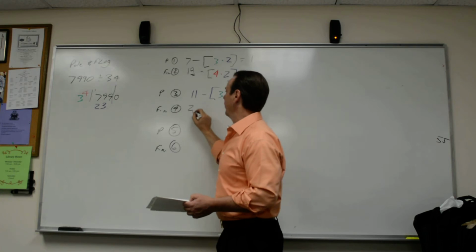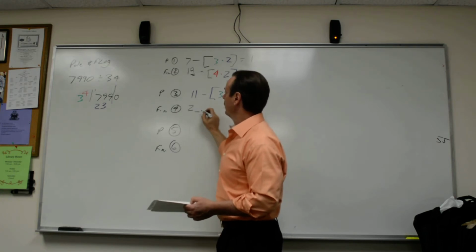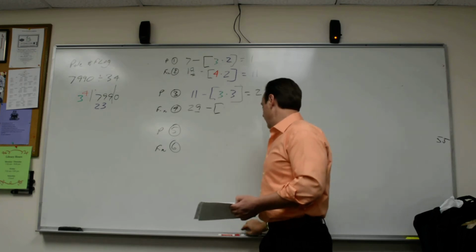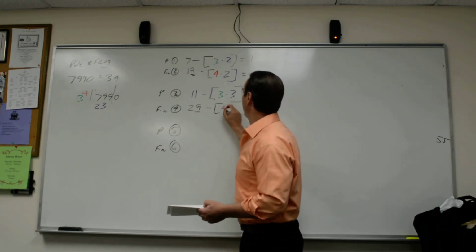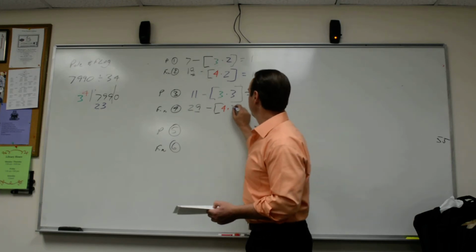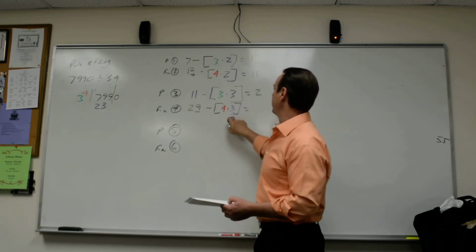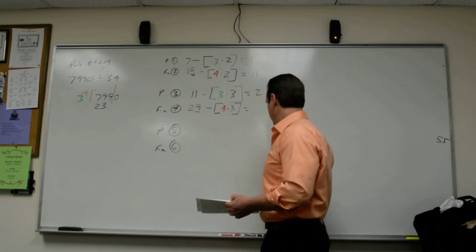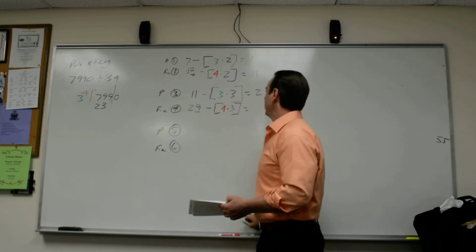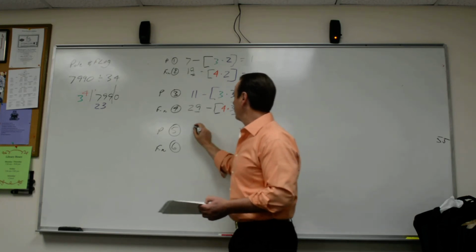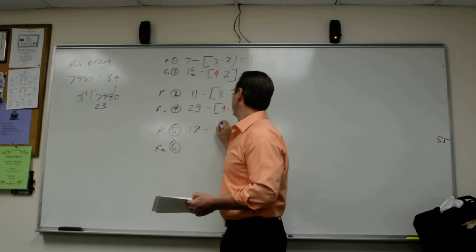We bring the 2 here, and then what are we going to have to do? Bring down the other 9. Minus, now we got to get to our flag, which is 4 times 3, because we're using that same quotient that we calculated. This is 12. 29 minus 12 is going to give us 17. That becomes our new remainder.